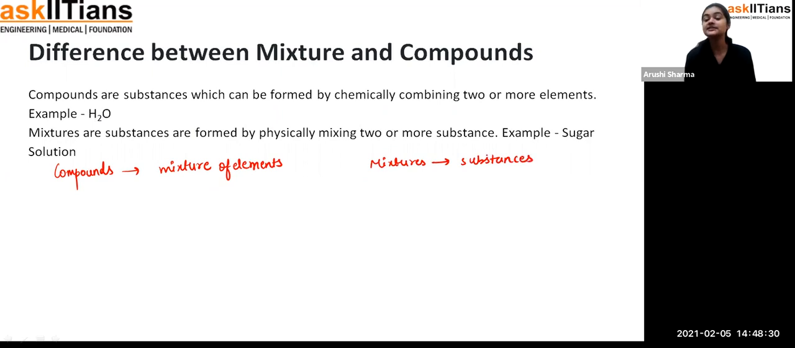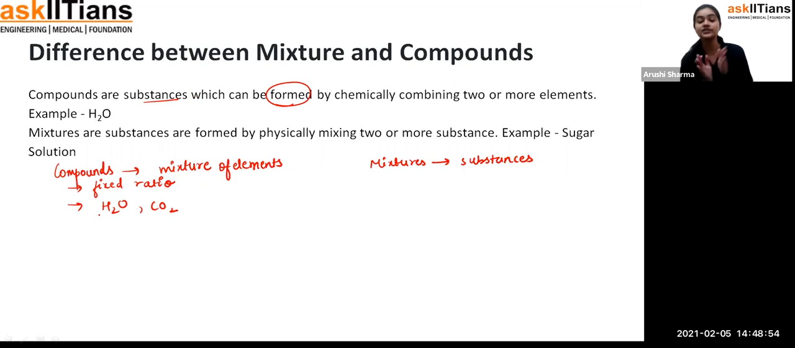substances. Compounds are substances which can be formed by chemically combining two or more elements, and the elements are present in a fixed ratio. For example, H2O, CO2. That means if there are 2 hydrogen, it will remain 2, and if it has 1 oxygen, it will remain 1 oxygen. So students, in compounds, the elements combine together by the formation of a chemical bond, and they have a fixed ratio. Such a group of elements, we call a compound.